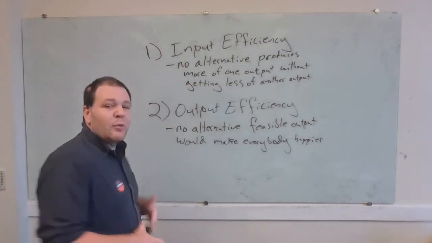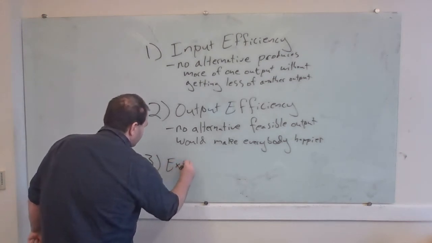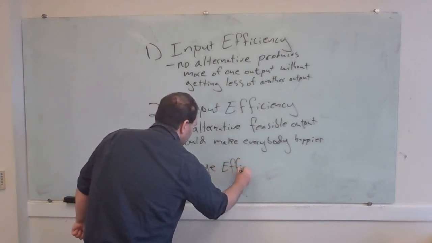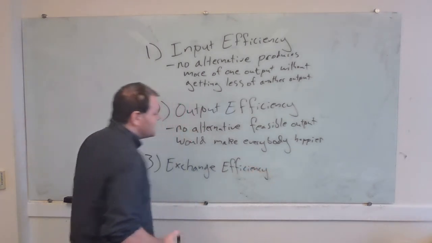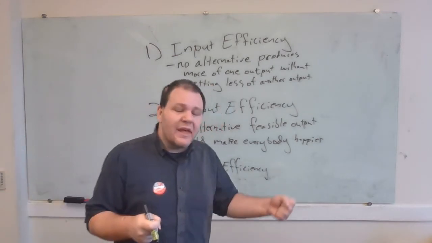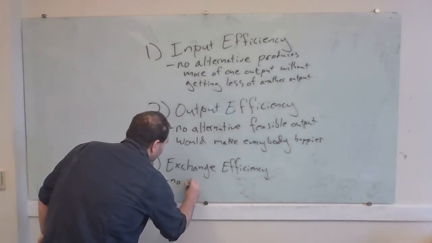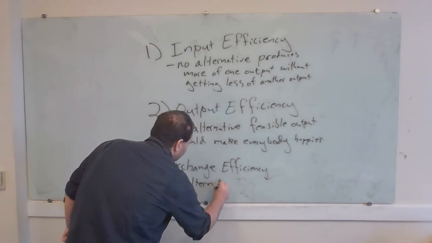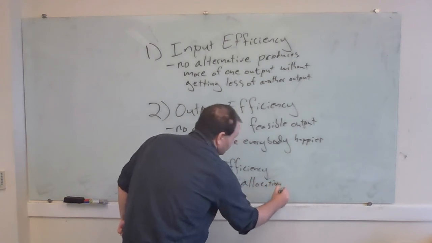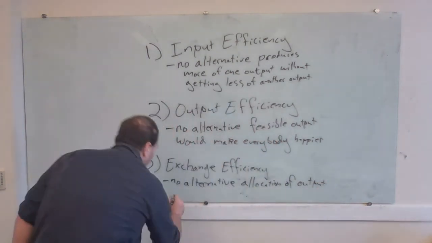Now, these two efficiencies, combined with what we talked about last class, which I'm going to call exchange efficiency, which essentially says that there's no way to allocate output differently, to give one person more of something and another person less of something that would make everyone better off. So no alternative allocation of output makes everybody happier.